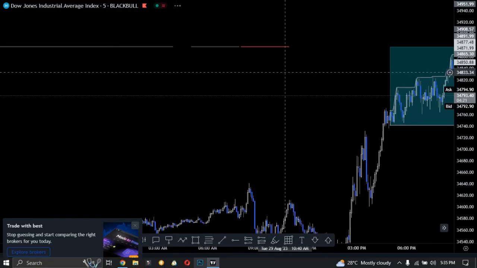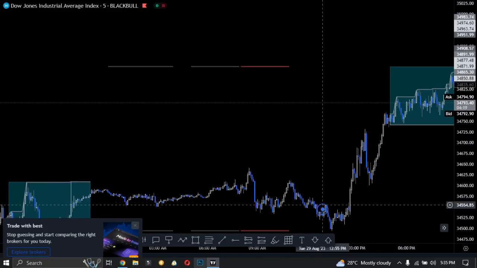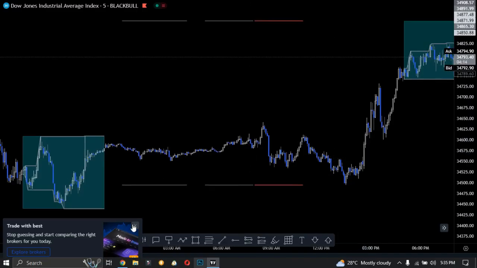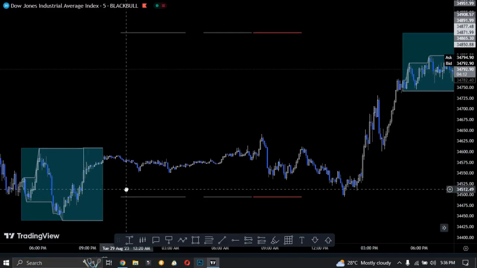So if we were risking 1%, we've made 6% now and lost 1%. So that means we are up 5%.